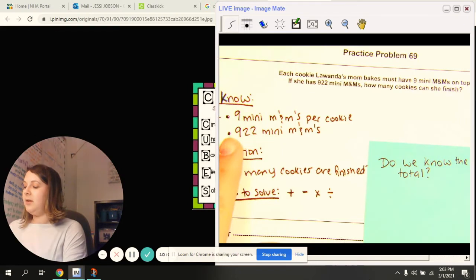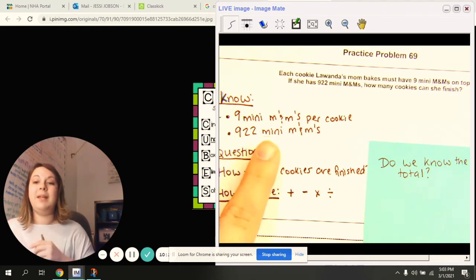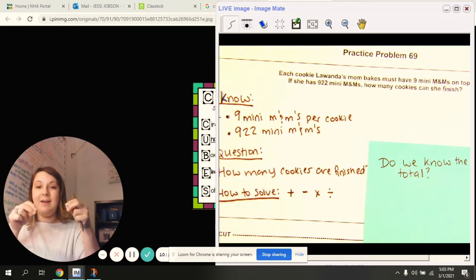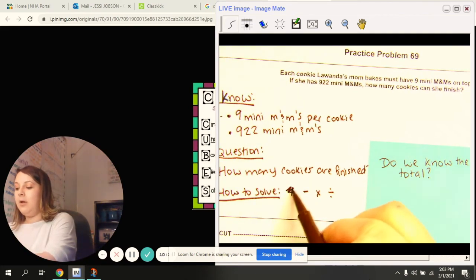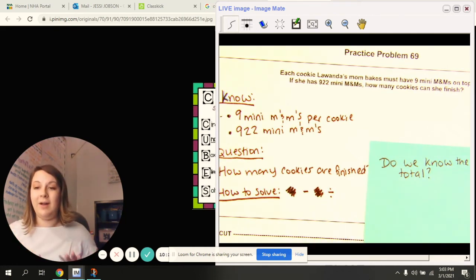In this case, 9 mini M&Ms per cookie. That's not a total, that's a piece. 922 mini M&Ms. That means like the bag they have has 922 mini M&Ms. That is the total. Because we have the total, we don't want to make it. So we're going to get rid of addition and multiplication. I like to point out right there that our kids have doubled their chance of being correct with one step. They haven't even solved it yet, but they've got double the chance of being right.